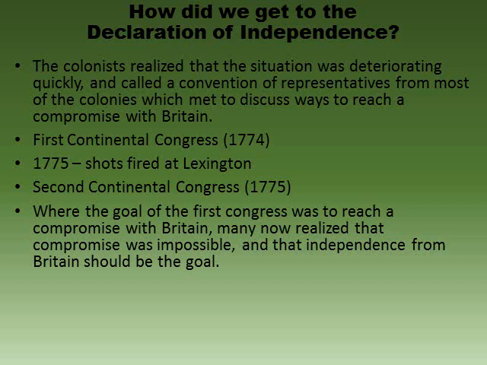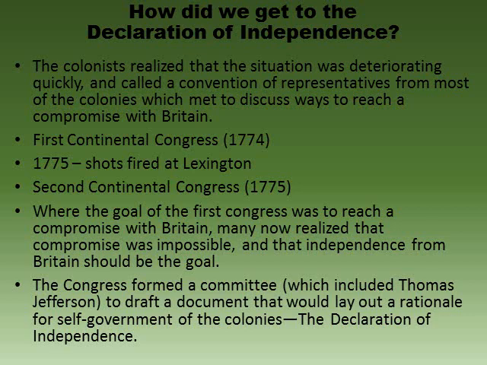But after all this bad blood between the British and their American colonists, suddenly they started to see themselves more as Americans rather than as British citizens. They saw that the way forward was to be their own country. So the Continental Congress ended up forming a committee, which famously included Thomas Jefferson, to draft a document that would lay out a rationale for self-government of the colonies. We already looked at part of that, and that was the Declaration of Independence. And it was basically a Dear John letter to the king in London saying, here are our ideas about government, and they're all based on the social contract, that the government's supposed to serve the people, and that if it doesn't do that anymore, that people have the right to form a different government.